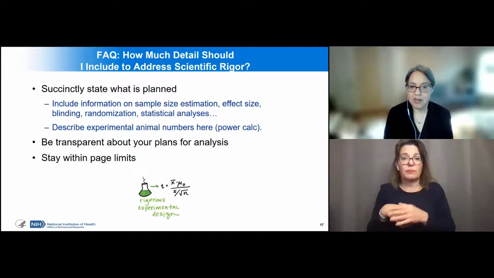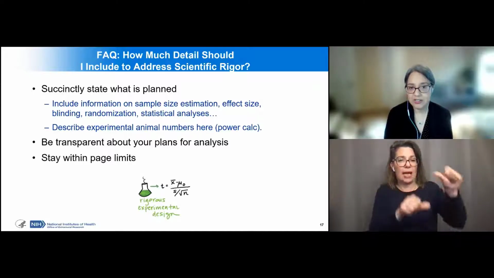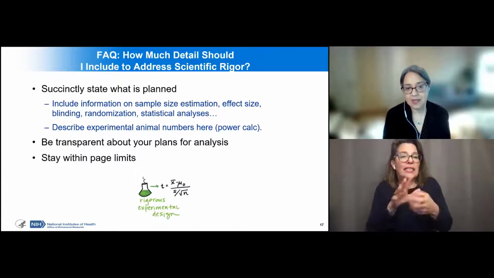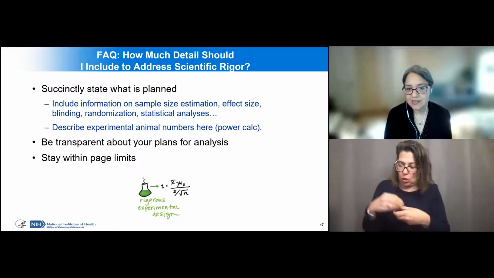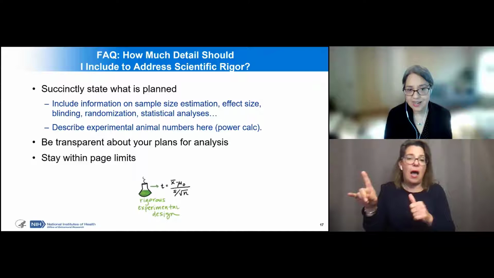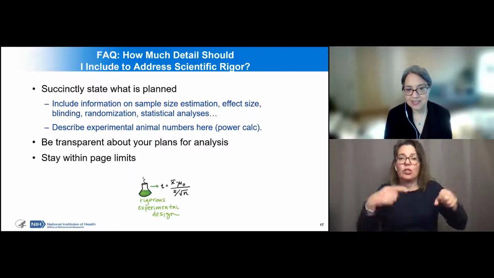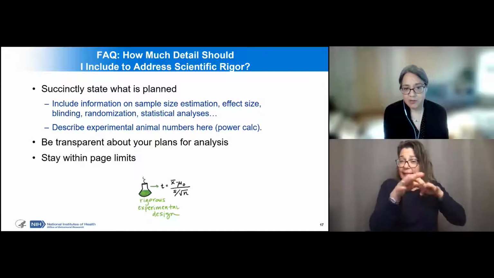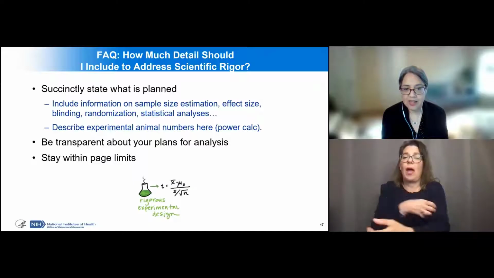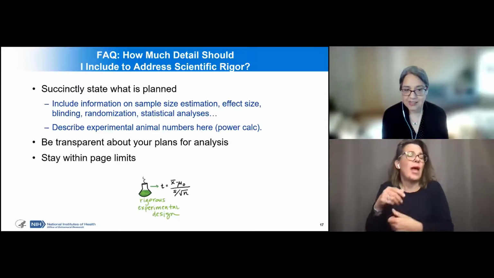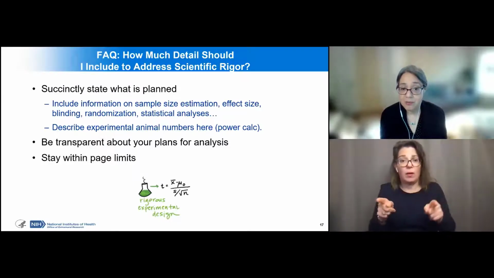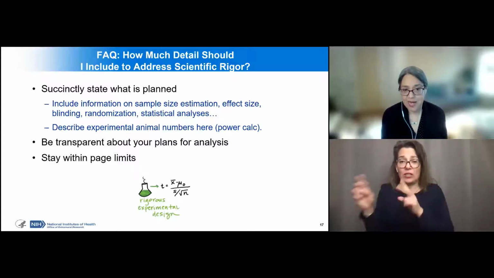So one question we get around scientific rigor is, how much detail should I include to address this? So we tell applicants to succinctly state what's planned. So you want to include information on sample size estimation, effect size, whether you're going to blind the study, how you're going to blind the study, randomization, statistical analysis. This is also where you're going to describe your experimental animal numbers and include your power calculation. Sometimes people will include that in the vertebrate animal section, but we do ask you that you include that under approach. And you should be transparent about your plans for analysis, and of course, stay within page limits.